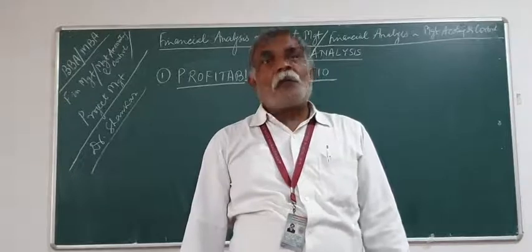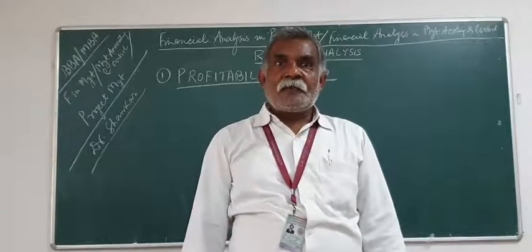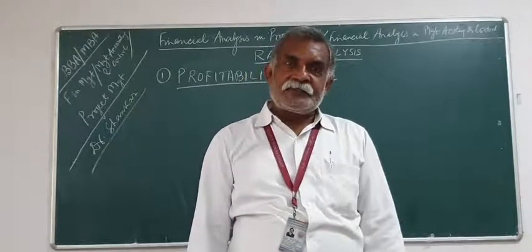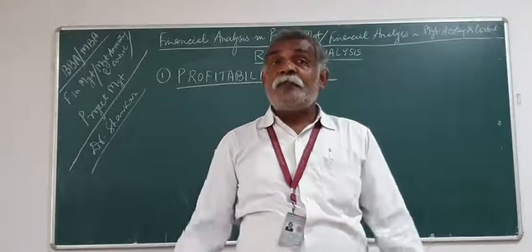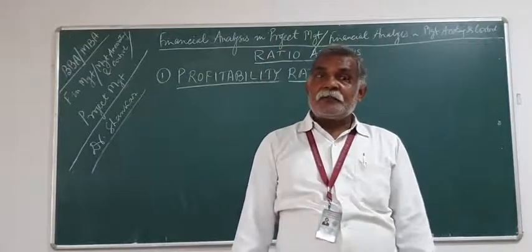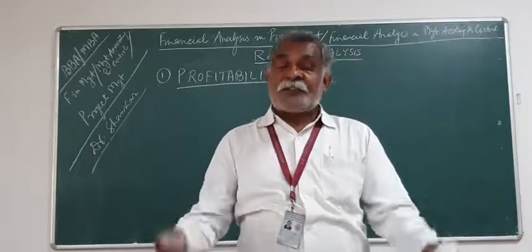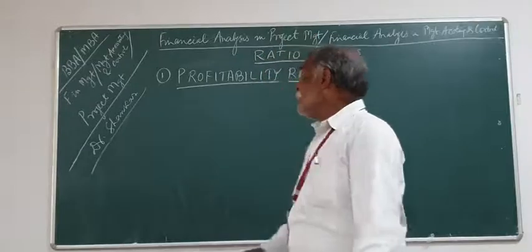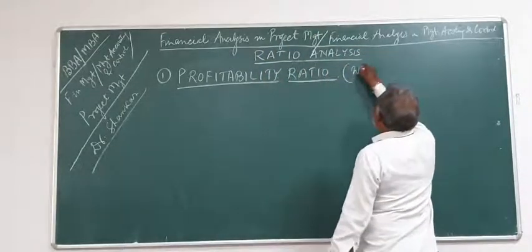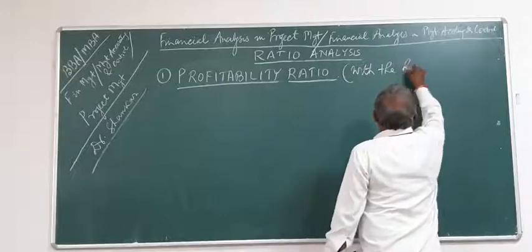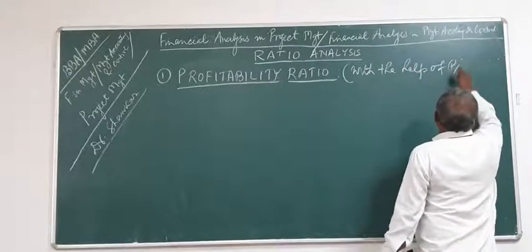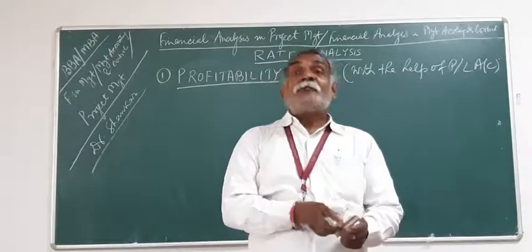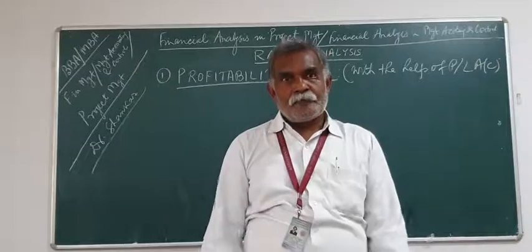So, what are the different ratios we take into consideration to know the profitability of the business? And how do we calculate and analyze the profitability of the business? With the help of which statement? That is the income statement, called the PL, profit and loss account. So, profitability ratios you will discuss with the help of the profit and loss account. Profit and loss account doesn't mean only the PL account. Profit and loss account means the combined manufacturing, trading and PL account.